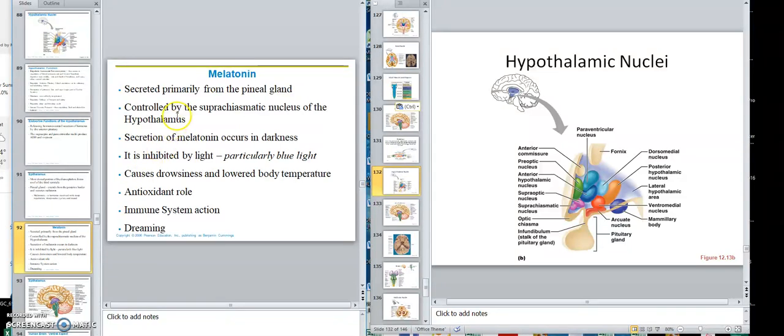Okay? Melatonin, which is the epithalamus, is secreted primarily from the pineal, controlled by the suprachiasmatic nucleus of the hypothalamus. It occurs in darkness, as I said. It is inhibited by light, particularly blue light. It causes drowsiness, lower body temperature, and we found it to have somewhat of an antioxidant role, as well as roles in immunity and dreaming. So it has a lot of functions. A lot of the functions are not really that well known. It's not one of the best studied areas in the brain, to be very honest.